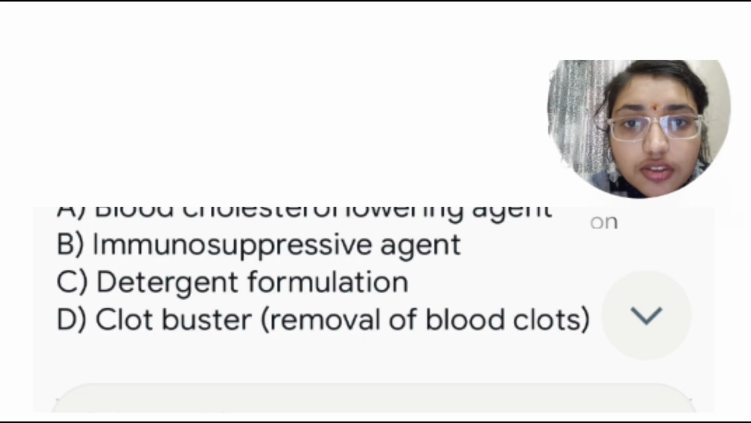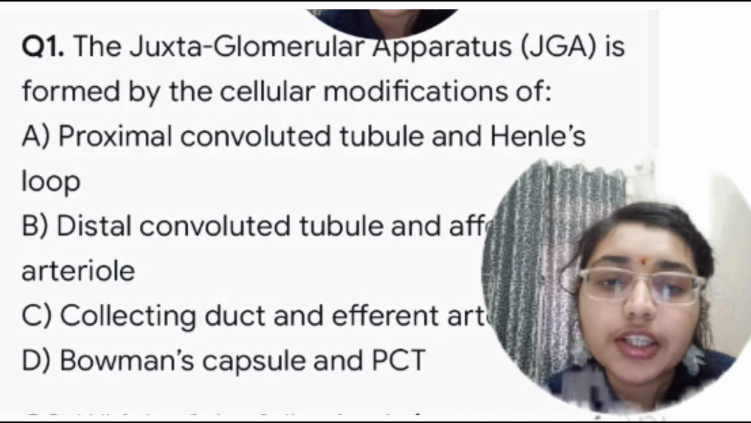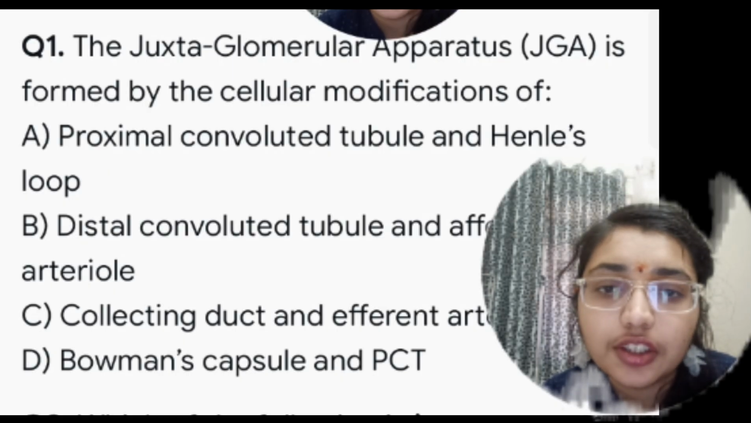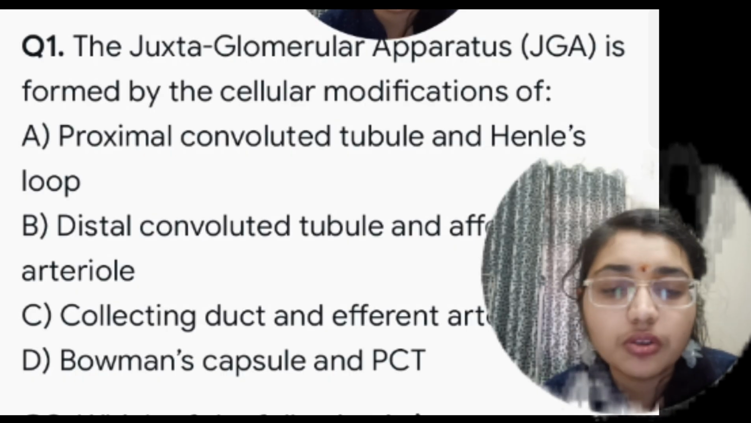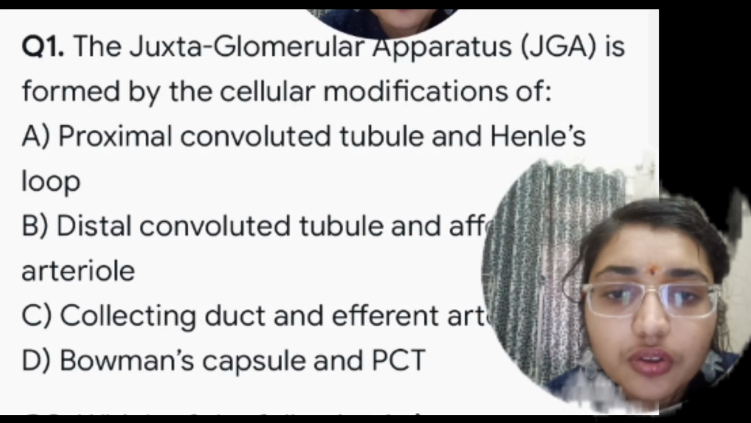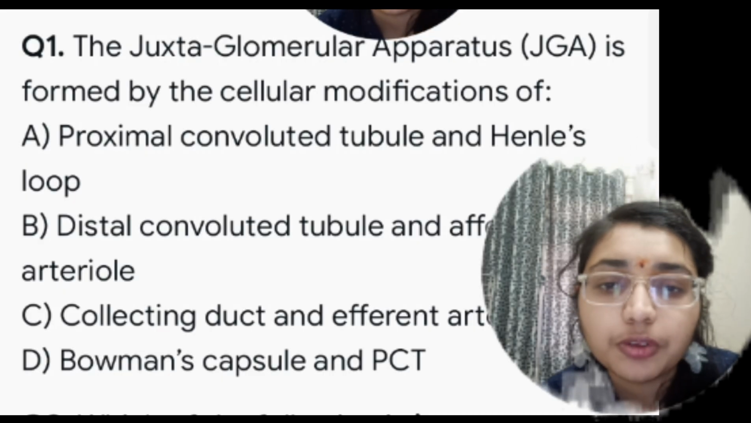Next question is, the juxtaglomerular apparatus is formed by the cellular modification of option A proximal convoluted tubule and Henle's loop, option B is distal convoluted tubule and afferent arteriole. So this is the correct option, distal convoluted tubule and afferent arteriole, whereas C is collecting duct and afferent arteriole. This is wrong. Bowman's capsule and PCT, this is also wrong. So the correct option is option B.